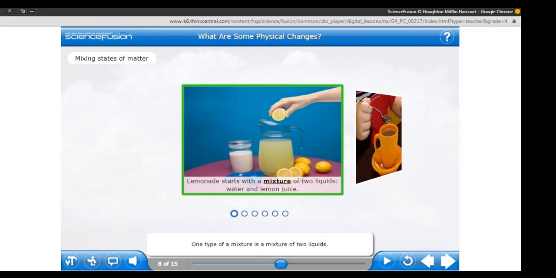Faisal? The first picture, it's a mixture. Why? The first picture, this lemon juice. Why is it a mixture? What are the contents inside it?